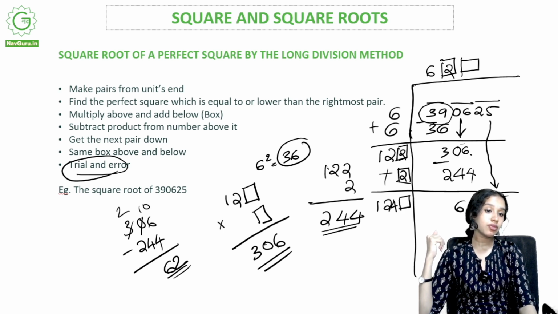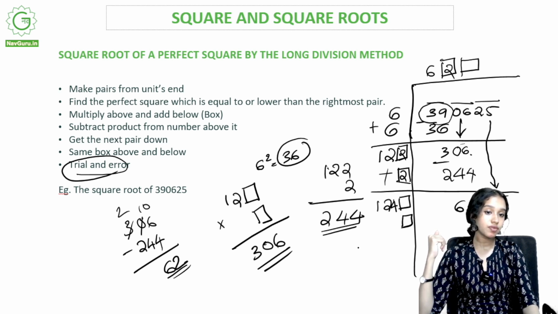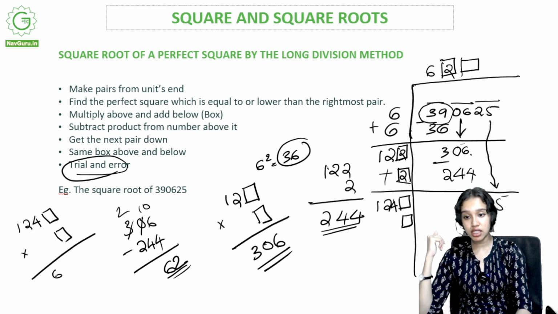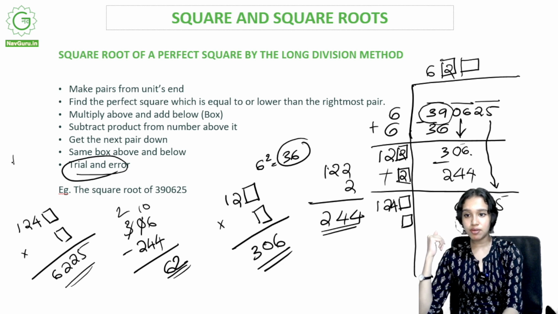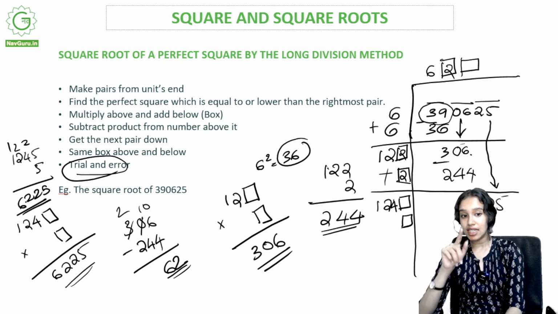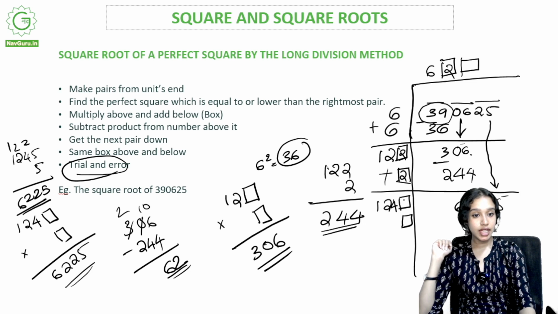Now, what should be filled in these boxes? Again, we see that 124 into something into the same number should give us 6225. Just because it's 5, let's try 5. 1245 into 5 gives 5 5s are 25, 5 4s are 20, 22, 5 2s are 10, 12, 5 1s are 5 and 6. Yes, we got the number. It's 5.